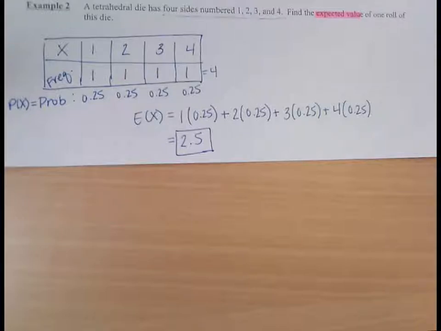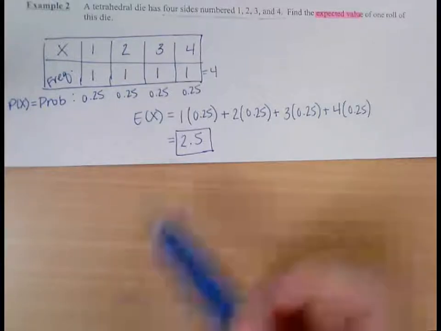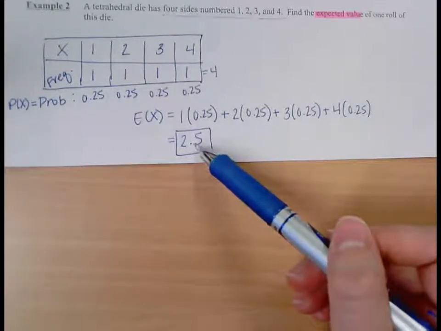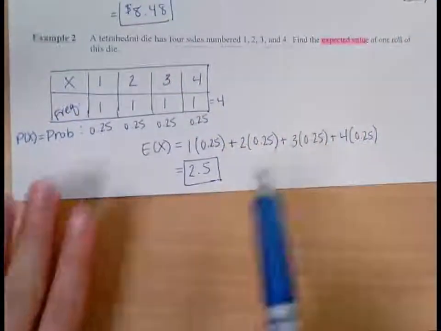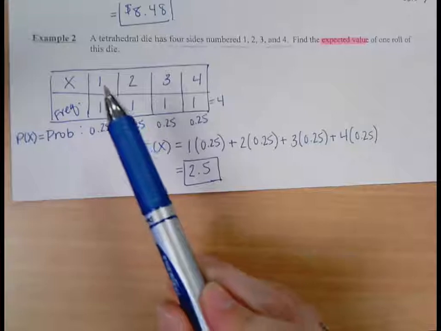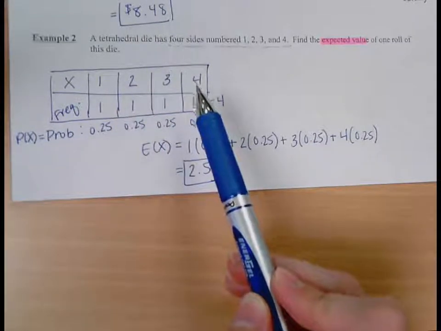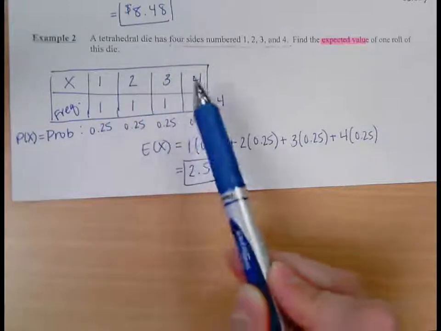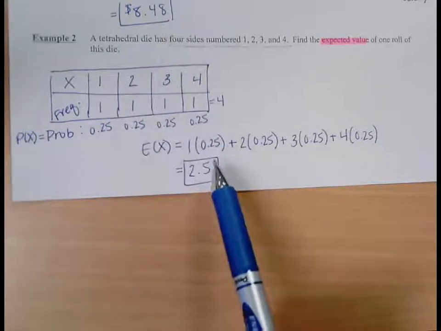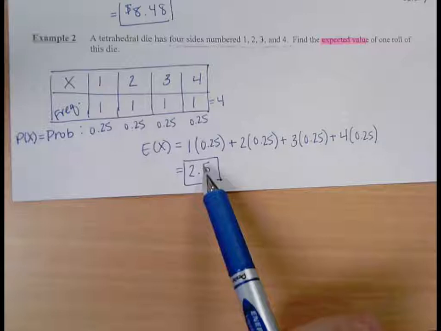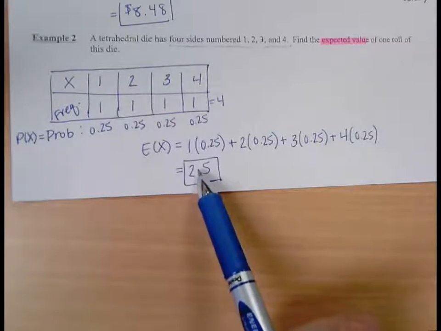So it is saying the expected outcome would be a 2.5. Now, this is the correct value. But yeah, in looking at this, obviously you can't roll a 2.5, but this is just saying for each of the possible outcomes and their probabilities, this is what would be expected as a weighted average.